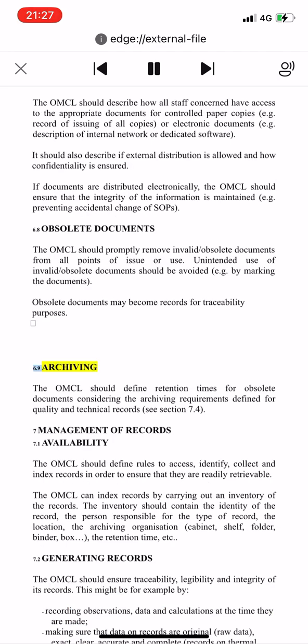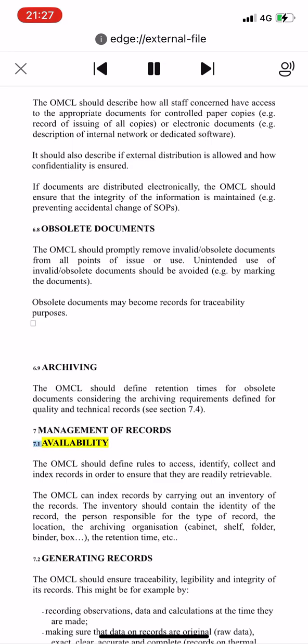6.9 Archiving. The OMCL should define retention times for obsolete documents, considering the archiving requirements defined for quality and technical records, see Section 7.4. 7 Management of records.